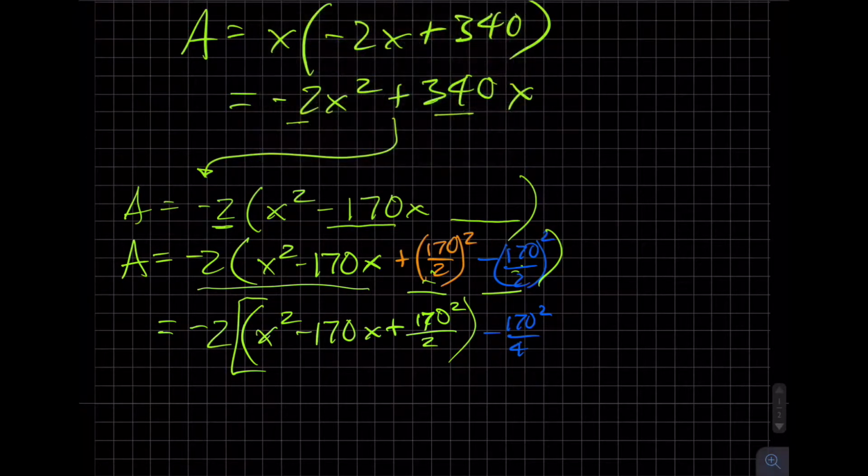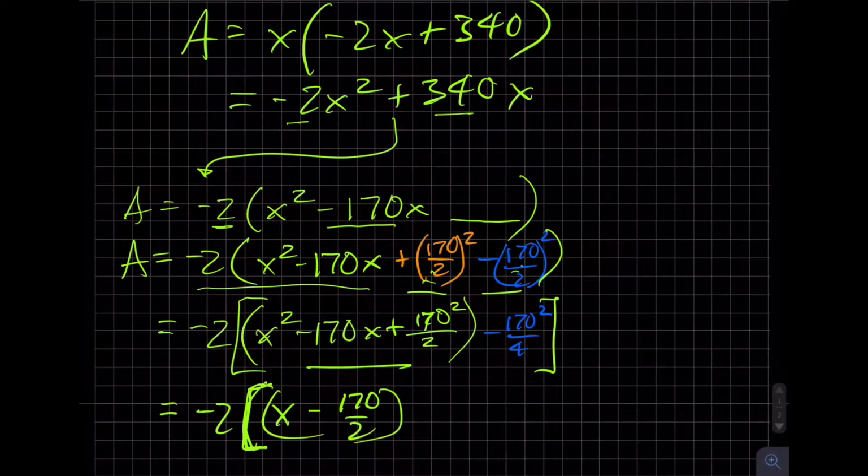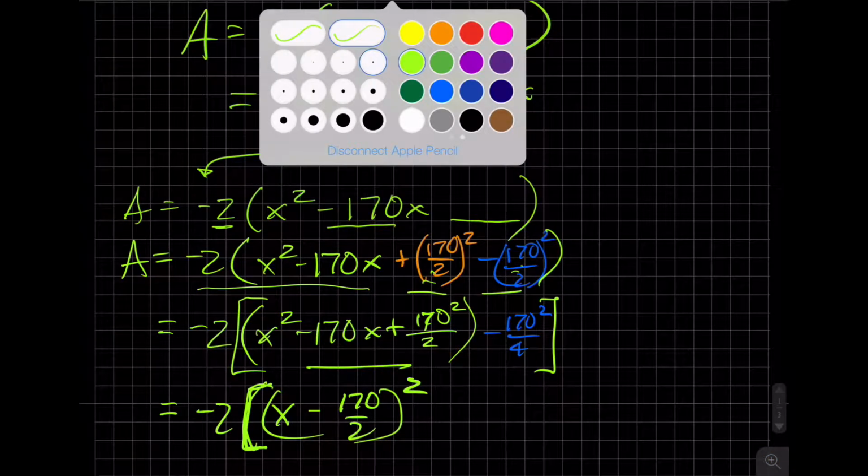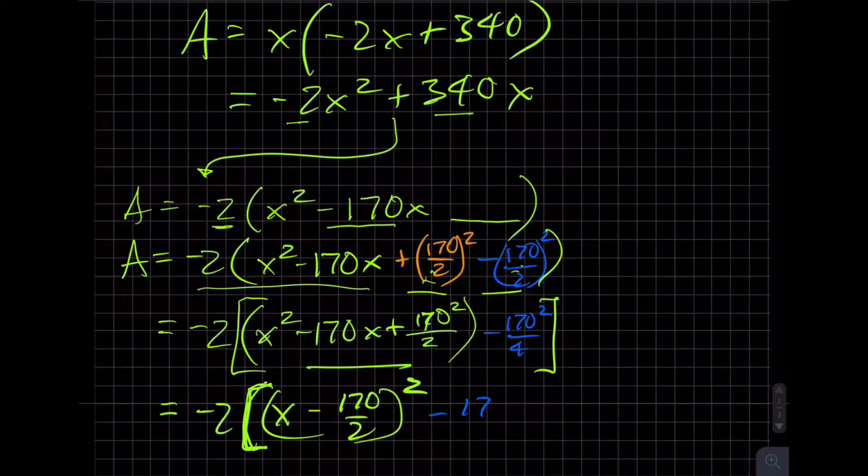Okay? I'm going to write this as my binomial squared because it's a perfect square trinomial. Negative 2. I guess I still want that to be a square bracket. So this is x minus 170 over 2, the quantity squared. And then I still have this blue thing inside the square bracket.